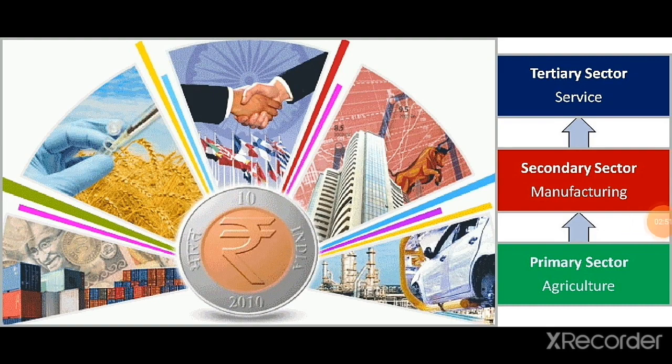Next we saw composition of gross domestic product. The Indian economy is broadly divided into three sectors which contribute to the GDP. The primary sector, which is also called the agricultural sector. Next, the secondary sector, which is also called the industrial sector. Then the tertiary sector, which is also called the service sector.